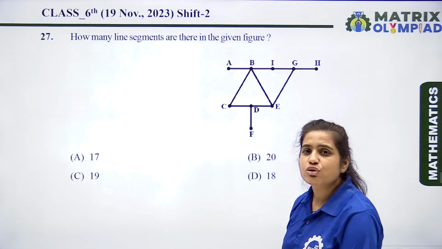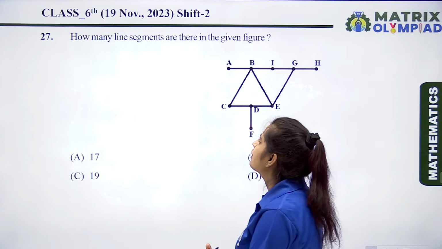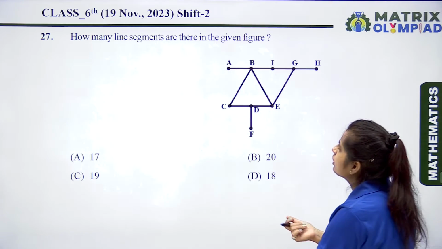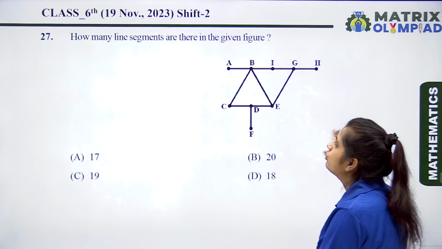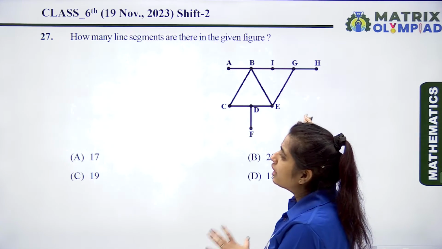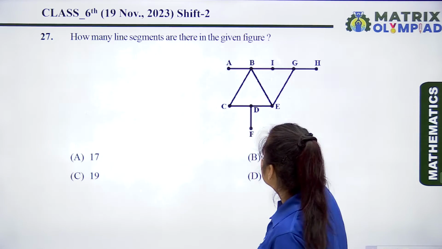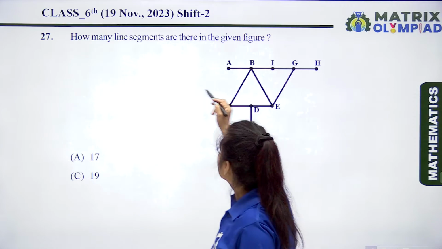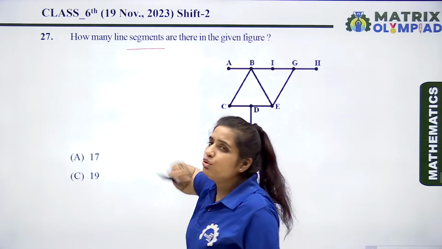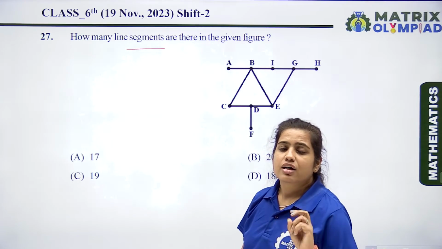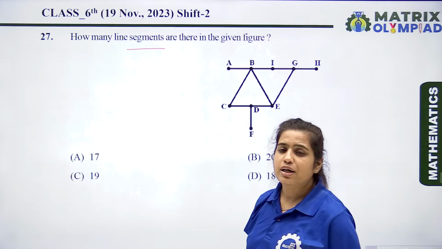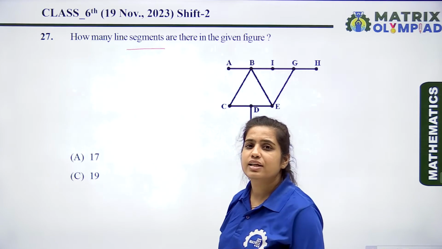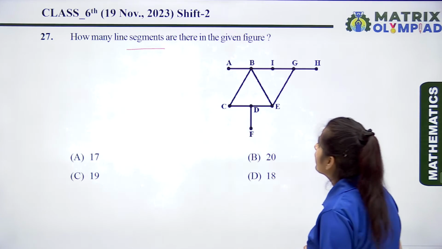Now the next question is question number 27. How many line segments are there in the given figure? So here we have to find out how many line segments are there. To find out the line segment, we know that a line having 2 end points is known as a line segment, with a starting and ending point.